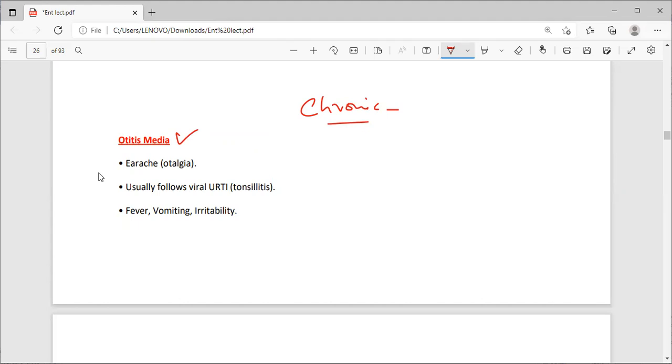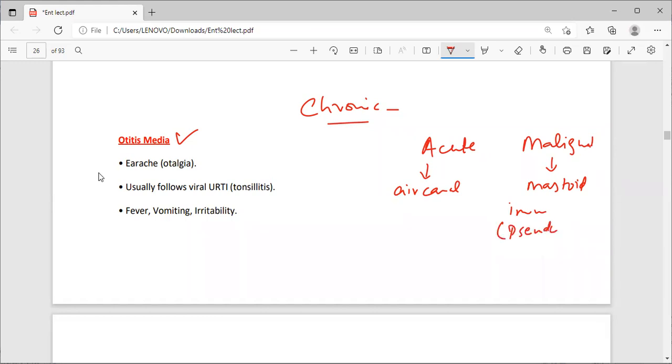Now, what is otitis media? First, I would like to tell you there are two types of otitis media. One is called acute, one is called malignant. Acute just involves the ear canal, and malignant involves the mastoid. It mostly presents in the immunocompromised, and the most common bacterium is Pseudomonas, which is greenish in color.